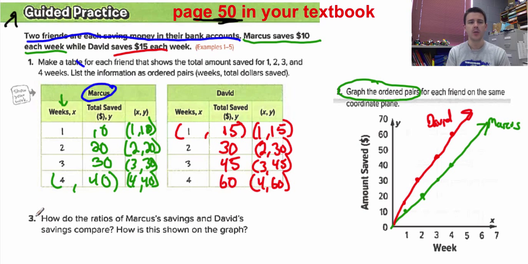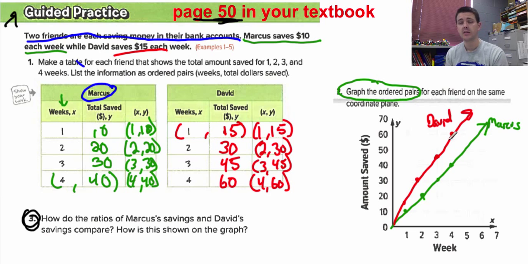But question 3 is where you earn your money. How do the ratio of Marcus's savings and David's savings compare? And how is it shown in the graph? Please do not give me something so boring as David's is higher. Of course David's is higher. We can see that. We want more information. If your little first or second grade brother or sister could answer a question that way, we probably want more from a 6th grader. So don't just tell me it's going up. What do you notice about the graph?